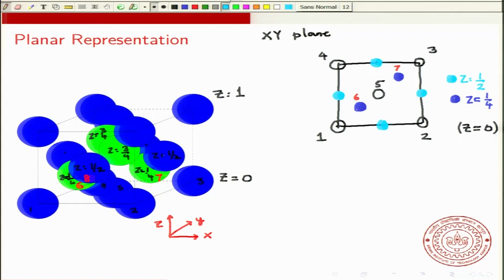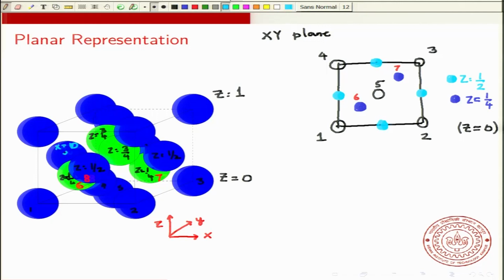Okay, so if you take this atom, it has z equal to half, x equal to 1, and y equal to half. Similarly, the atom on the back face will have y equal to 1, x equal to half, and z equal to half. This atom out here will have x equal to 0, so it is in the yz plane. This atom has x equal to 0 and z equal to half. So now we have shown 3 planes.